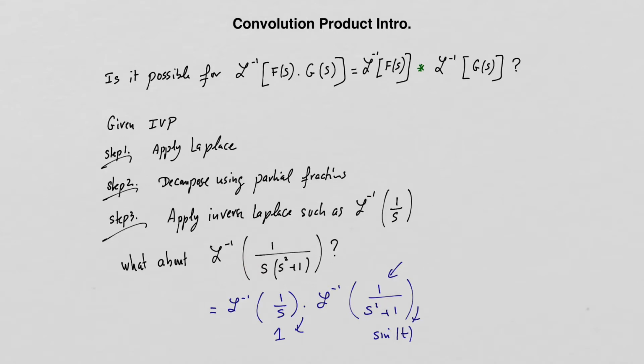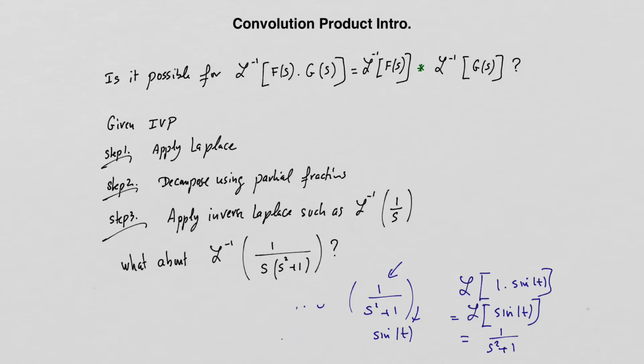In fact, if it was true, then Laplace of this product, 1 times sine t, would be exactly Laplace of sine t, right? Because 1 times anything is the same thing. But we know for a fact that that is 1 over s squared plus 1, which is different from 1 over s times s squared plus 1. We're missing an s. So clearly, the inverse Laplace of a product, think of this as a product, 1 over s times 1 over s squared plus 1, is not the inverse Laplace of 1 over s times the inverse Laplace of the other factor, and hence my point.